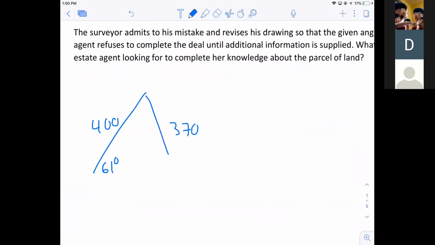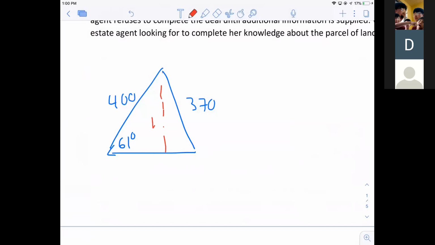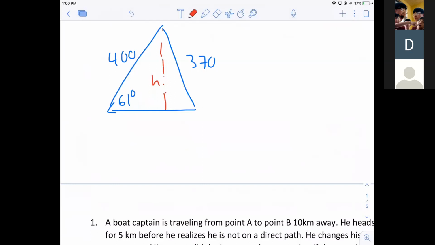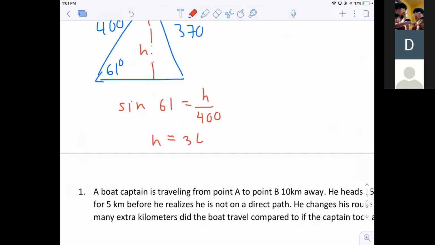Let me try it a little more like it was before. In this case, I'm going to do the same thing. I'm going to find the height again. And let's see what's going on here. If I find the height in this diagram, it's going to be sine of 61 is equal to h over 400. If I'm going too fast, let me know. But if I do that, that's 400 times sine of 61. Enter. And I am getting a height of 349.8-ish.